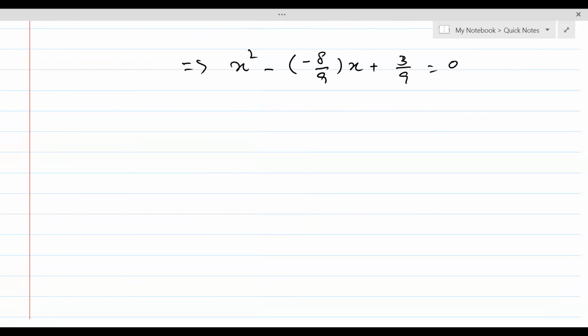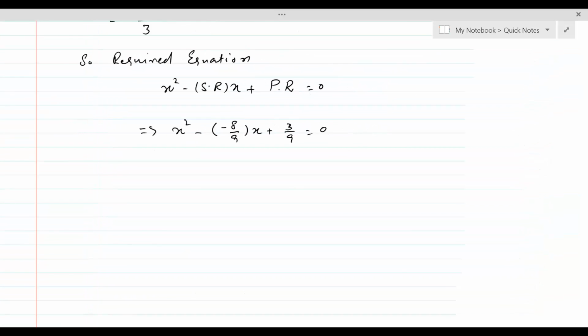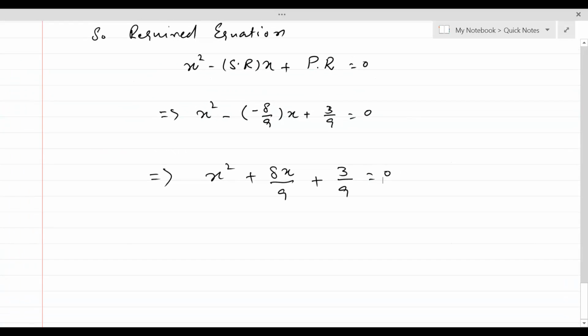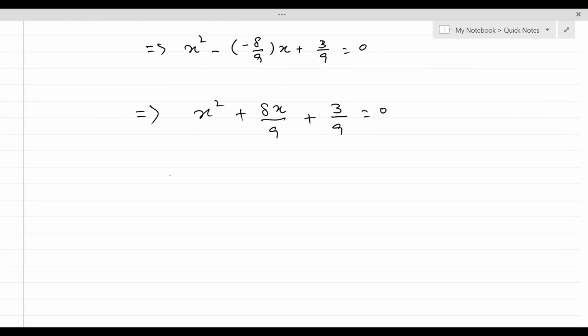And now we multiply 9 throughout. So this will give us x square plus 8x over 9 plus 3 over 9 equal to 0. If we multiply by 9, that will be 9x square plus 8x plus 3 equal to 0.